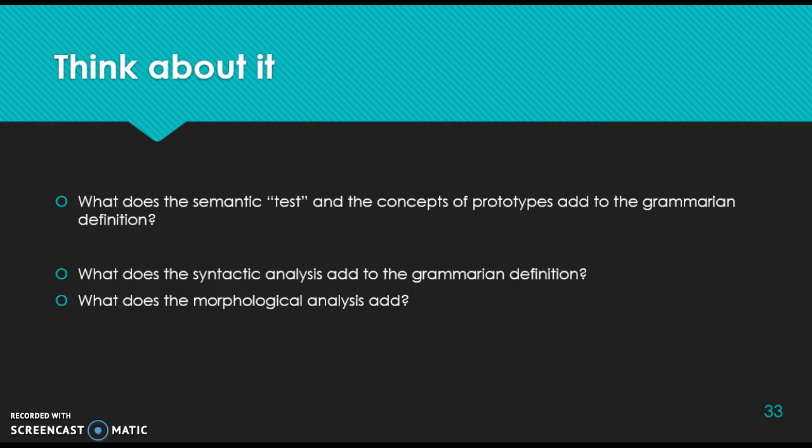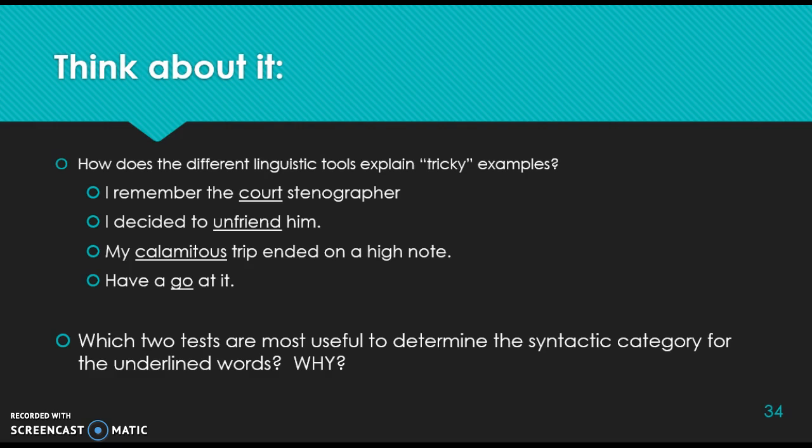But I want you to think about, what does the semantic test and the concept of prototypes add to the definition that you might have learned as a person, place, thing, or idea? Think about what it means to add to your repertoire syntactic analysis and morphological analysis.